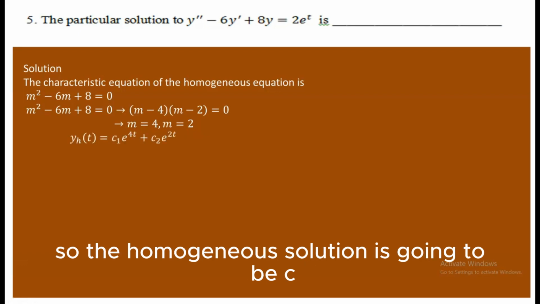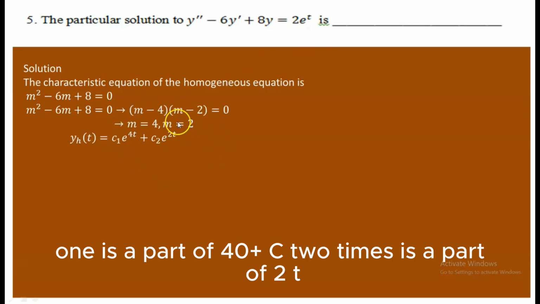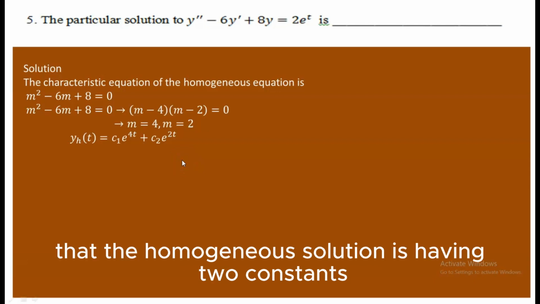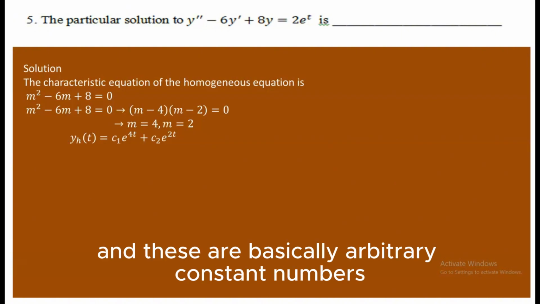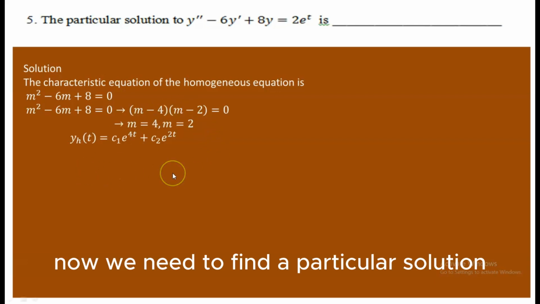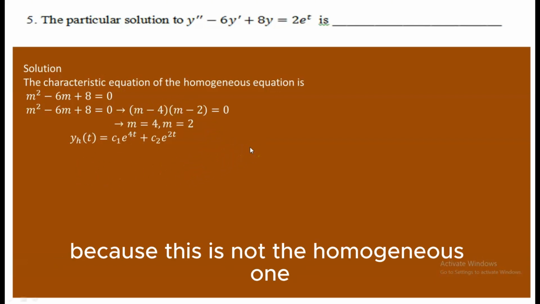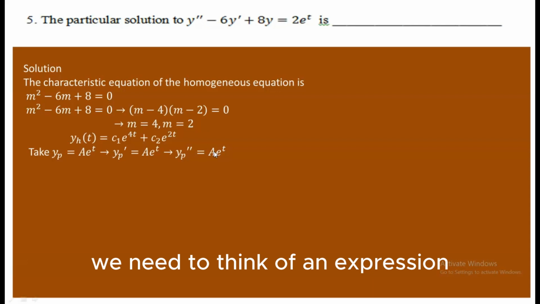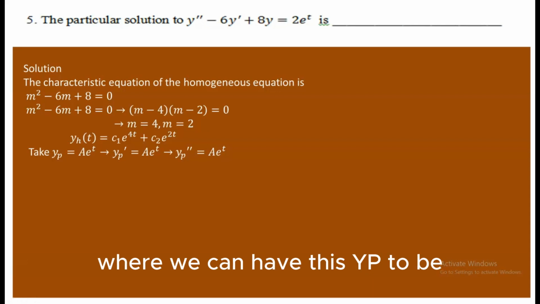So the homogeneous solution is going to be c1 e to the power of 4t plus c2 times e to the power of 2t. Look here, student, the homogeneous solution has two constants c1 and c2, and these are basically arbitrary constants, real numbers. Now we need to find the particular solution, because this is not the homogeneous one, it's not 0 as you see. So we need to think of an expression for yp.